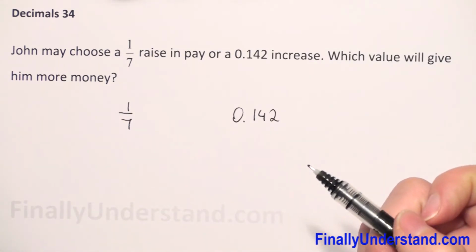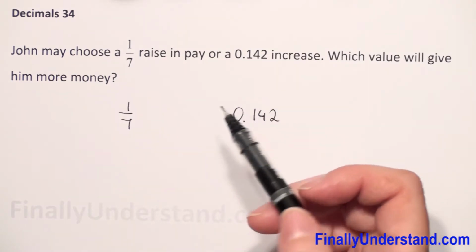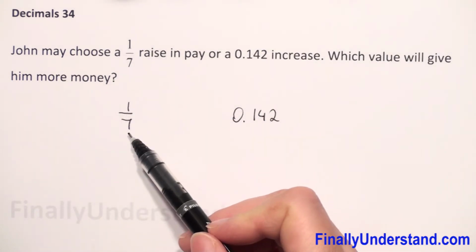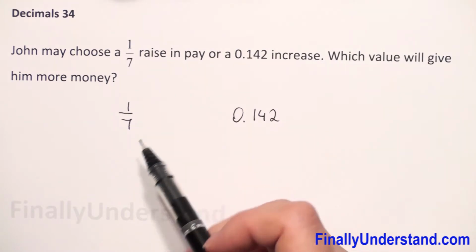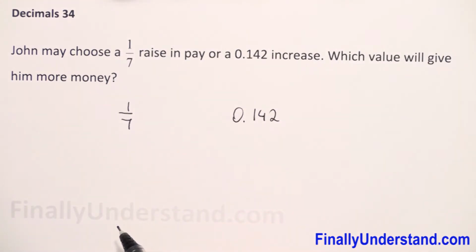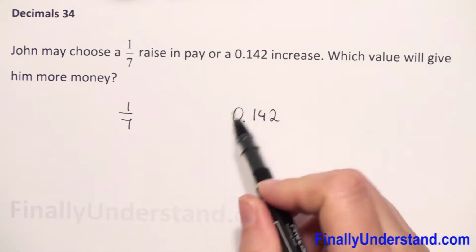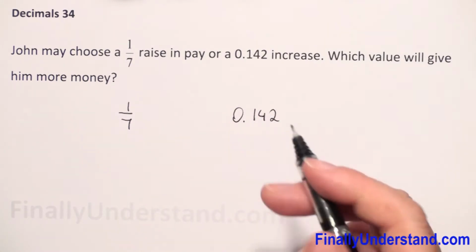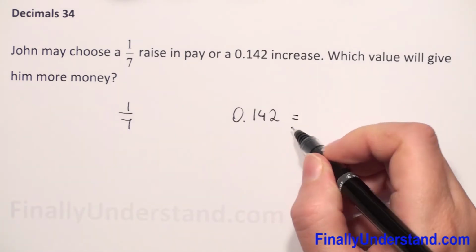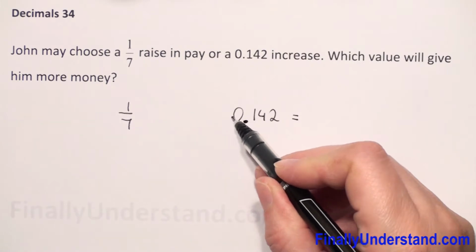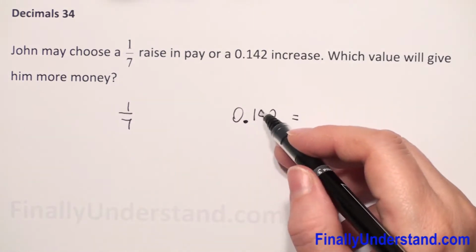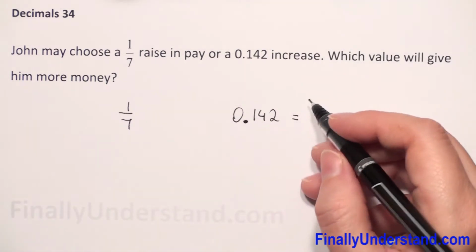So we have two ways to solve this problem. We can change 1 over 7 to a decimal number or the decimal number to a fraction. First, maybe let's change this decimal number to a fraction. So this is equal to... We don't have a whole number because before the decimal point we have 0. So how do we change a decimal number to a fraction?